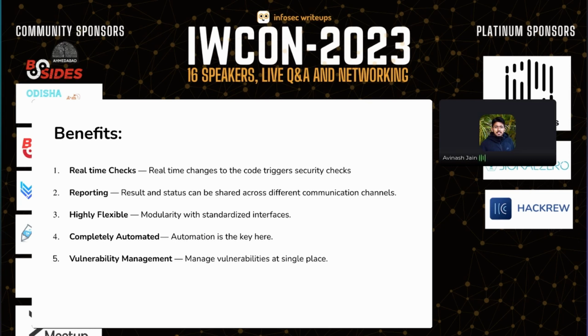Some of the benefits, no doubt, because it is real time, thanks to GitHub Webhooks, which basically run AWS CodePipeline in real time whenever any code change is made. Reporting, as we already said and already seen, how results and status can be communicated to different communication channels.